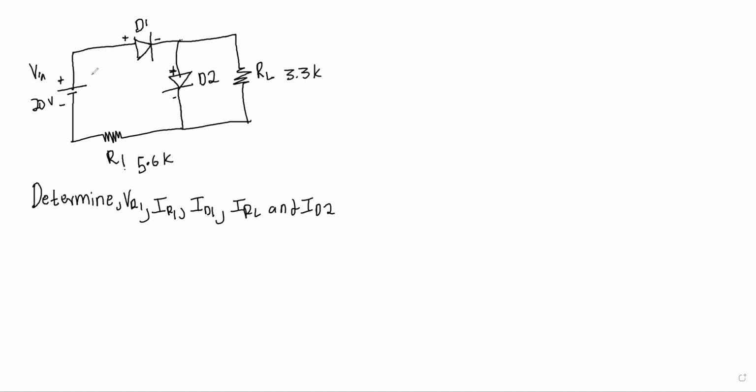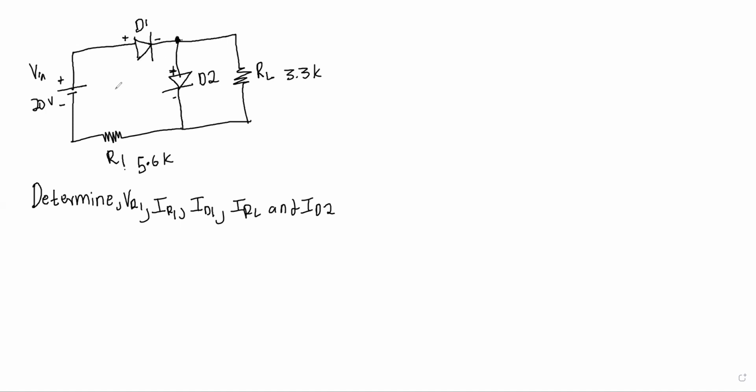Now D1 and D2 are both in forward bias, and they are connected in the forward bias direction. That means we are going to consider them to calculate whatever we are asked to calculate. Before we start calculating, let's determine the direction of our current, how the current enters a junction.